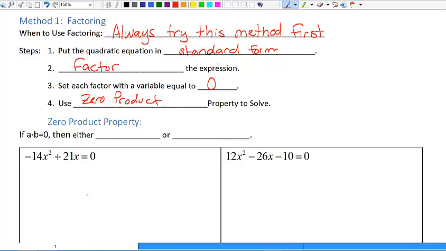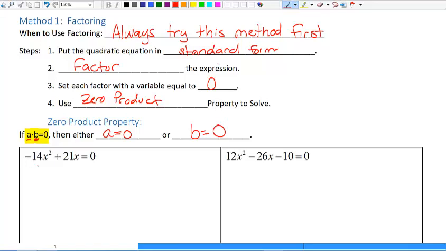So what is the zero product property? Well, if you have a times b equals 0. So you have some expression where a is being multiplied by b and you know the result is 0, then one of 2 things has to be true. Either the first factor a has to be equal to 0, or the second factor b has to be equal to 0. That's the only way you can multiply to a 0 is if one of the factors is already equal to 0. So the zero product property is going to help us solve quadratic equations by factoring.